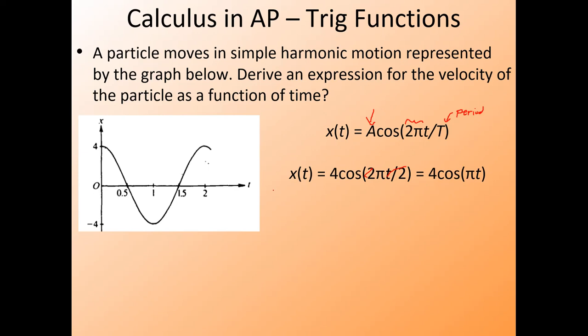I want the velocity, so that's the derivative of position. So I have to take the derivative of this with respect to time. This basically just pulls out a pi. The cosine turns into negative sine. The pi t still remains the same in the beginning. So this just becomes negative 4 pi sine pi t.